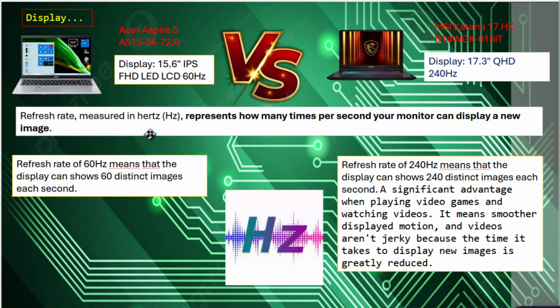Refresh rate, measured in Hz, represents how many times per second your monitor can display a new image. A refresh rate of 60 Hz means that the display can show 60 distinct images each second. A refresh rate of 240 Hz means that the display can show 240 distinct images each second, a significant advantage when playing video games and watching videos. It means smoother display motion, and the videos aren't jerky because the time it takes to display new images is greatly reduced.